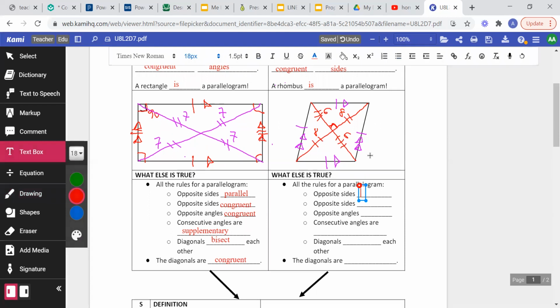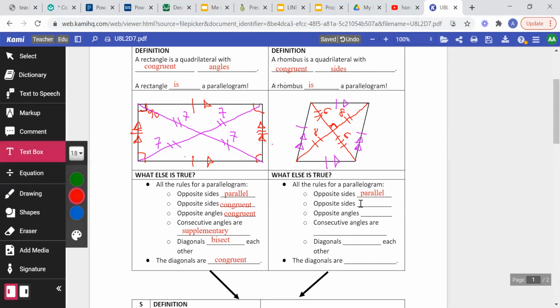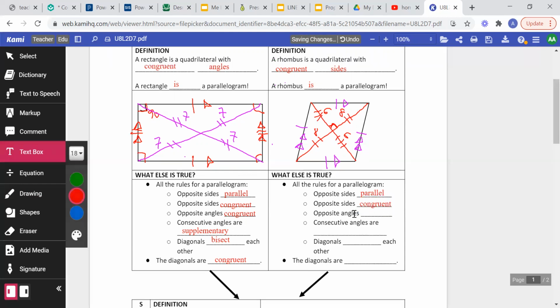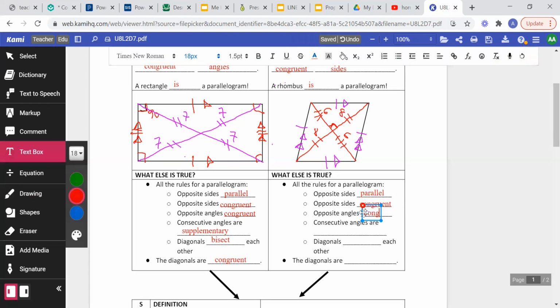Opposite sides are parallel like in a rectangle. Oh, double L before single L. And then opposite sides are congruent, like in the case of a rectangle. Opposite angles are also congruent in the case of a rectangle. In the case of a rectangle, opposite angles are congruent and all angles are also congruent. But in the case of the rhombus, only opposite angles are congruent. Not all angles are congruent, so you need to take note of that.